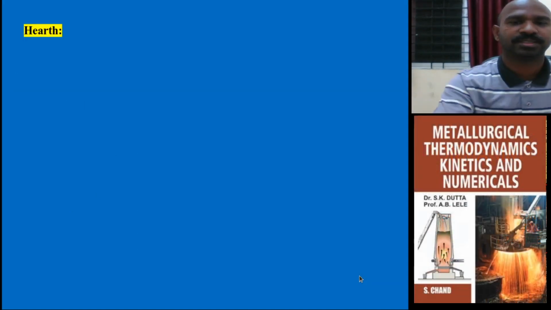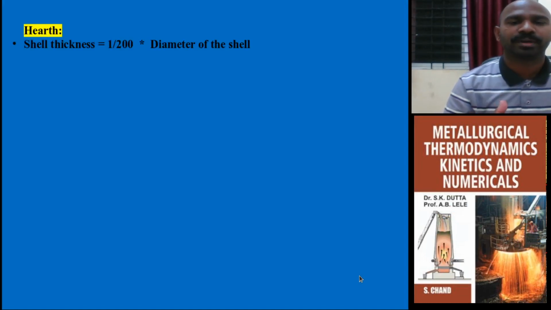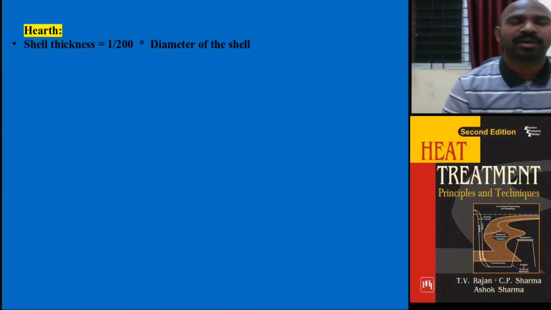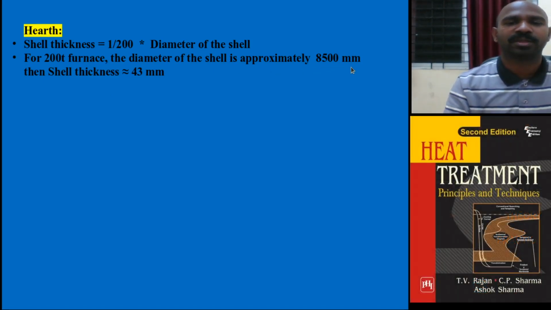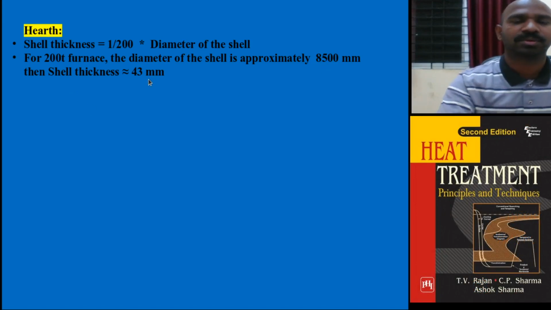And coming to more details about hearth dimensions, the entire shell thickness of the electric arc furnace can be interpreted by a formula: 1 by 200 into the diameter of the entire shell. The hearth thickness is this much, and if it is a 200 ton furnace capacity in one heat, the diameter of the shell is approximately 8500 mm. That means 8.5 meters. Shell thickness will be 43 mm.